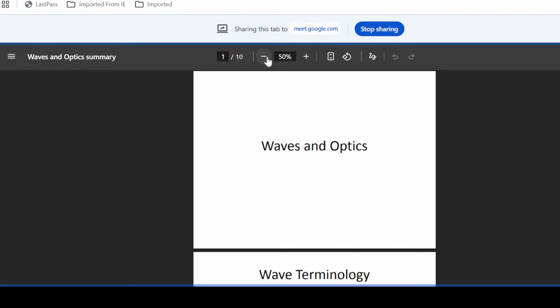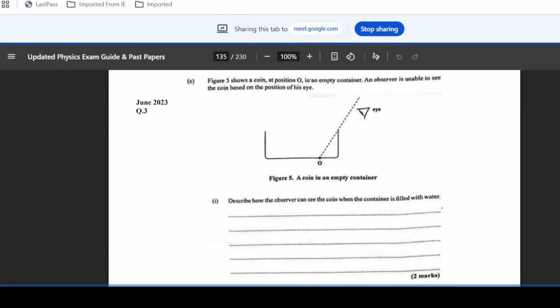So when light enters the water, because of the refractive index of the water, the light rays would refract once it enters, hit the coin, and then reflect and refract out of the water and enter the eye. Right, so this is based on refraction.